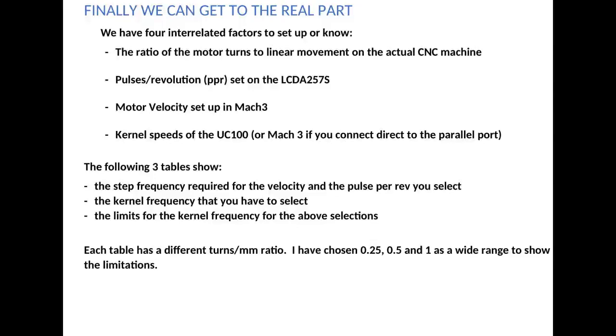The following 3 tables show the step frequency required for the velocity and the pulses per rev you select, the kernel frequency that you have to select, and the limits of the kernel frequency for the above selections. Each table has a different turns per millimeter figure, and I've chosen 0.25, 0.5 and 1 turn per millimeter just as a wide range to demonstrate the limitations.